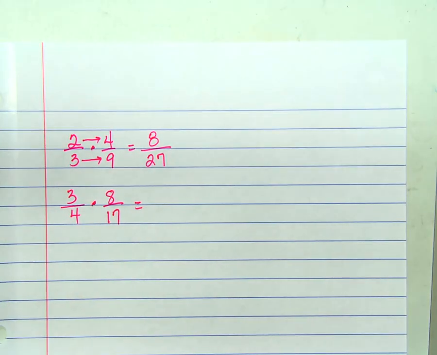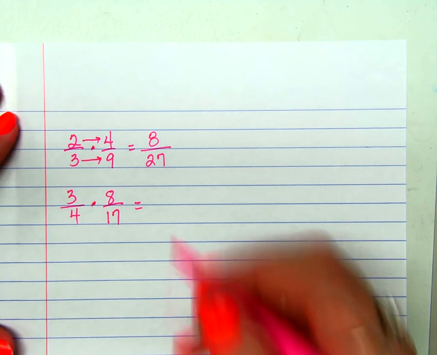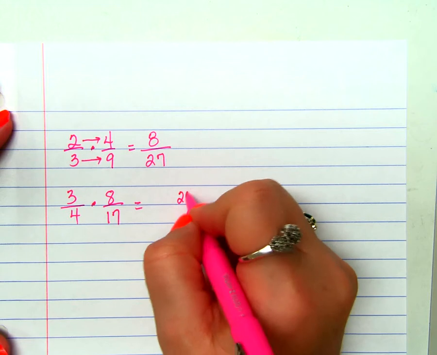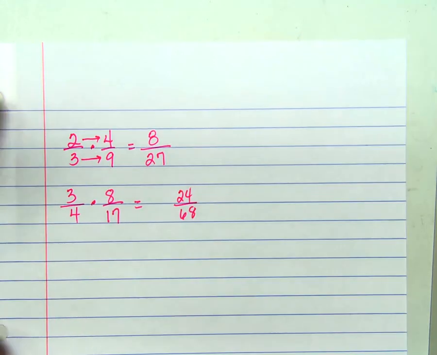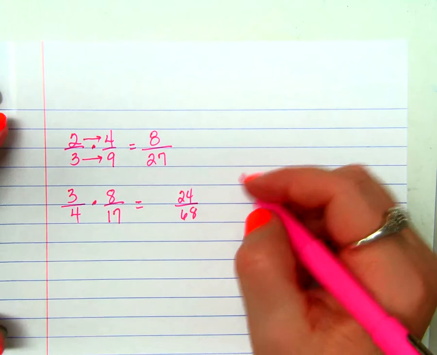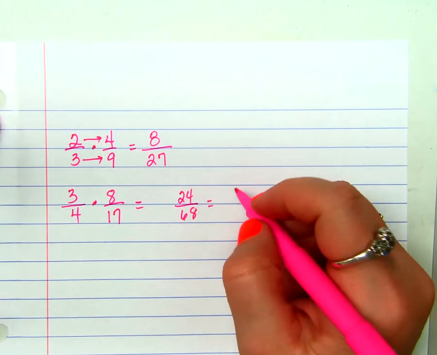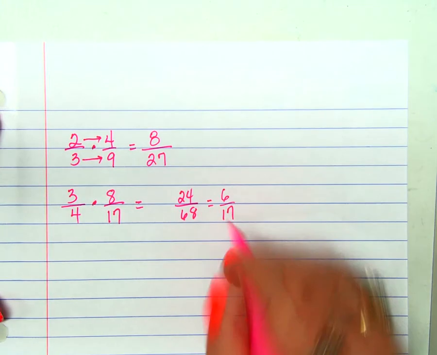Could I multiply straight across the numerator and straight across the denominator again? I could. However, if I did that, I would get 24 over 68, right? And then what would I have to do to that? Simplify it because both numbers are divisible by 4, and I'd get 6 over 17.